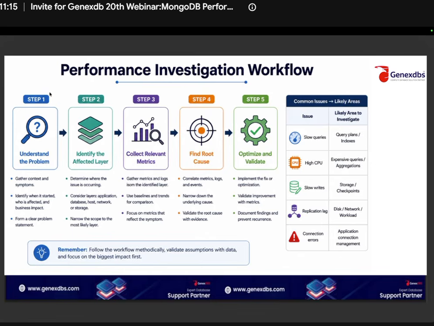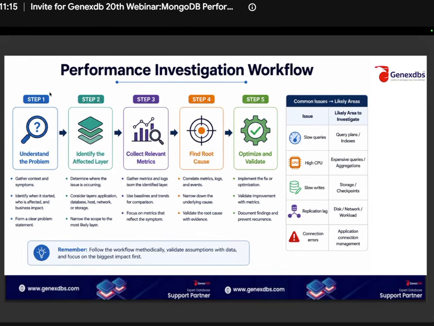And then step three, we have to collect relevant metrics. Here we have to gather and collect relevant metrics and logs from the identified database layer, and use the baselines and trends for comparison. And we have to focus on the metrics which reflect the symptom.